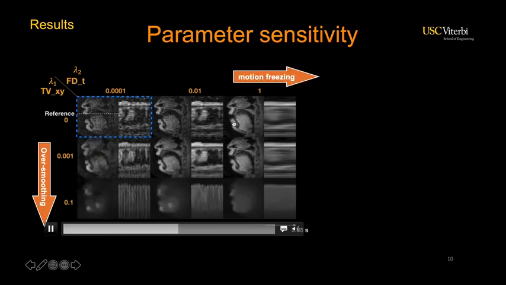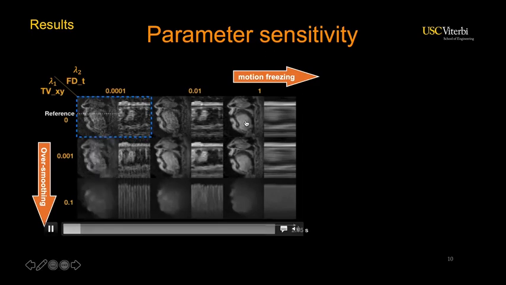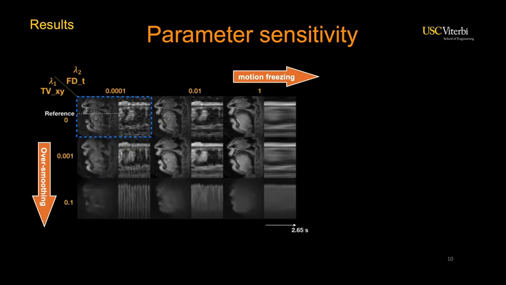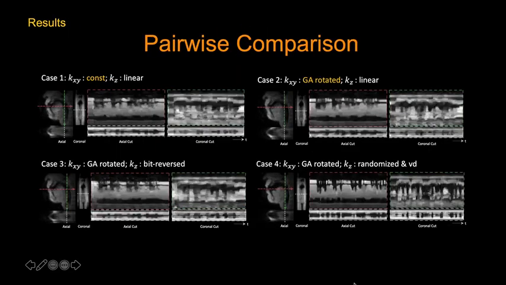Now let's compare horizontally as the temporal term is increased. We again see the deblurring in the middle column, and then it turns out to be the motion blurring in the extreme case. Now we applied a similar strategy at the finer scale. A suitable parameter set was chosen and applied to all other proposed sampling cases. Our next step is to find the best case among the 4.